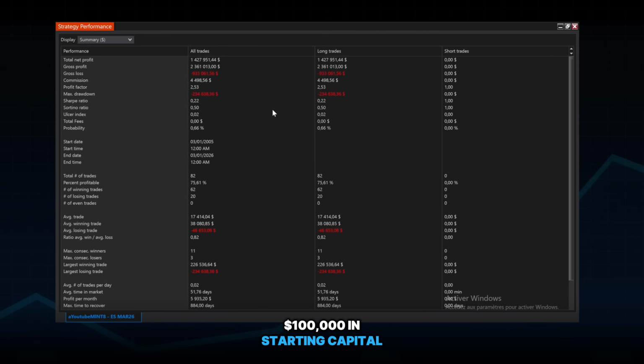$100,000 in starting capital, and 20 years later, over $1 million. That's more than 1,300% growth with a controlled drawdown under 35% and a profit factor above 2.5. This isn't hype. These are real performance stats.